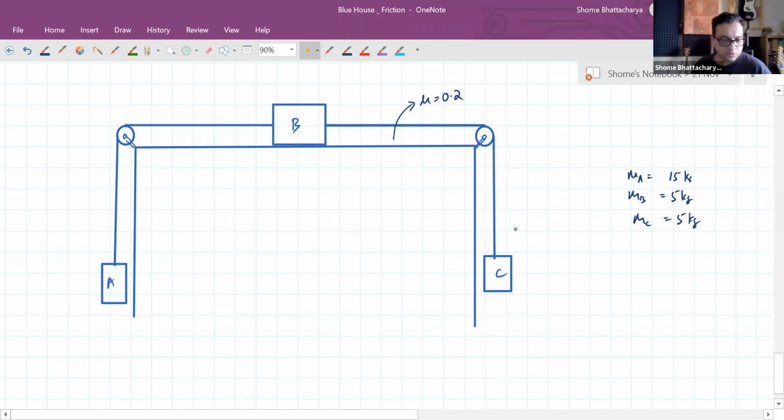To be able to find the tension in the two strings, which is what they are asking, say this tension is T1 and this tension is T2. Obviously T1 is greater than T2. That too we can see because that block is heavier. But what we don't know is whether the block is going to slide or not. So you have to first of all determine if the system has enough friction for equilibrium.